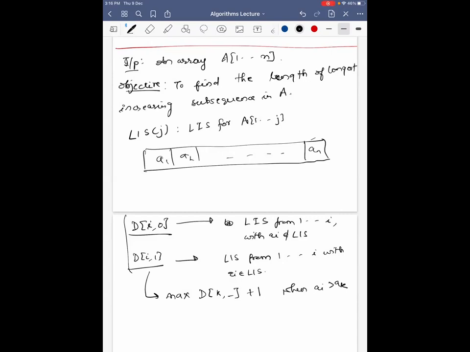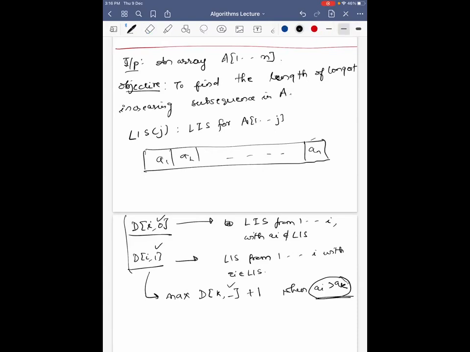Do you see that you don't really need this extra index over here? Because this itself is determining whether this is going to be 0 or 1.